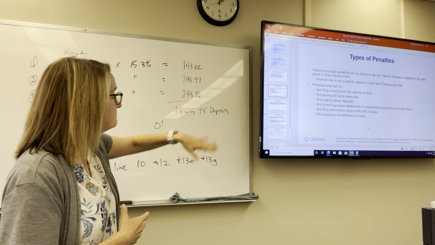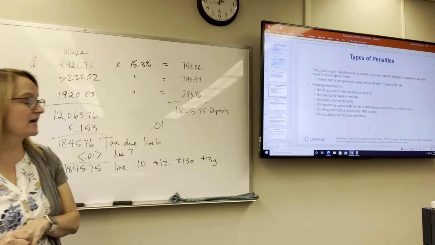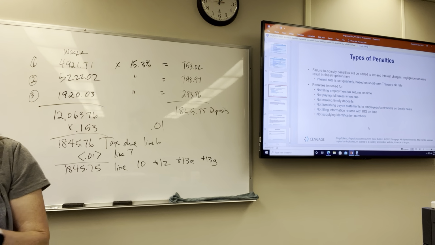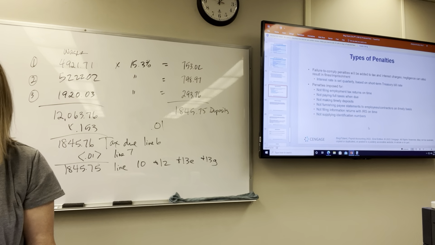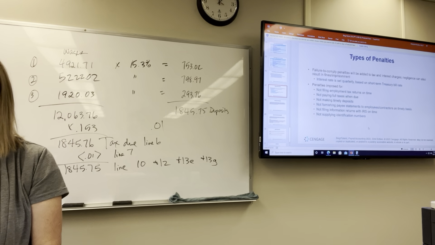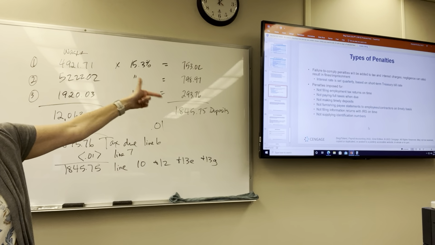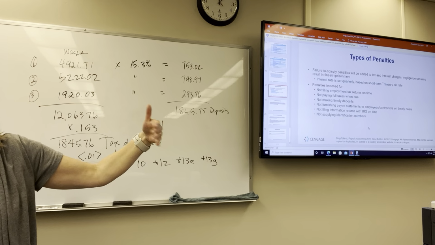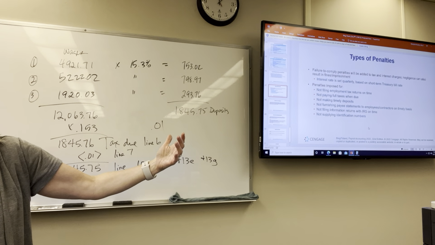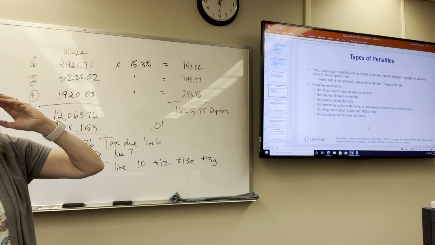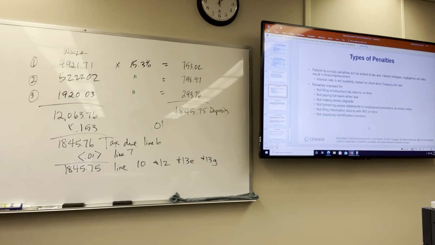Okay, so just the different types of penalties. Now there's also interest. So the IRS, if you owe them money, if you were late in paying taxes that were due, they'll start to charge you interest on that as well. Okay? And those interest rates would be going up. It used to be quite low, but they're starting to go up.